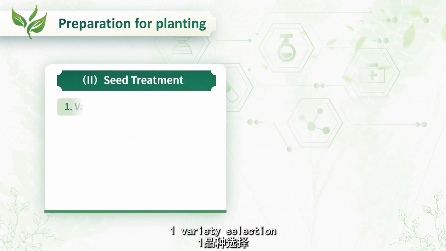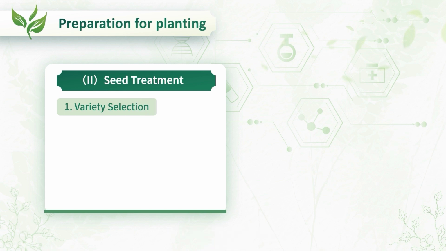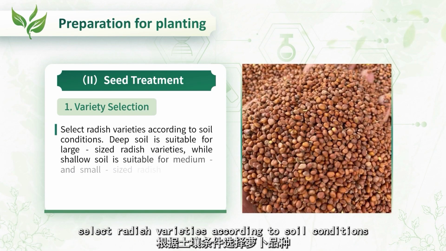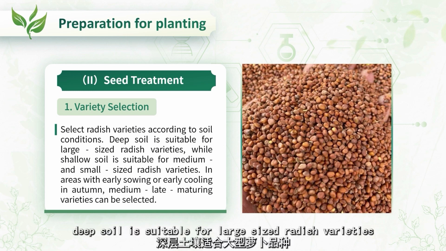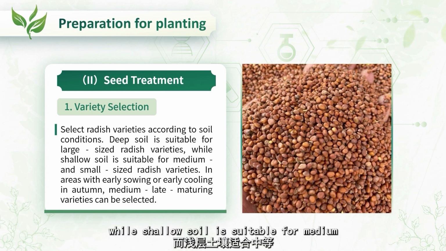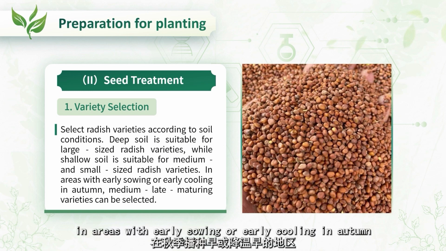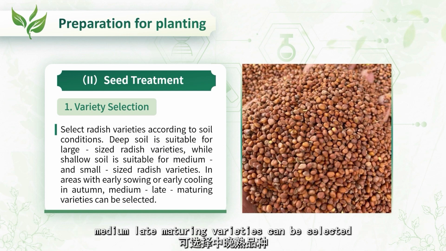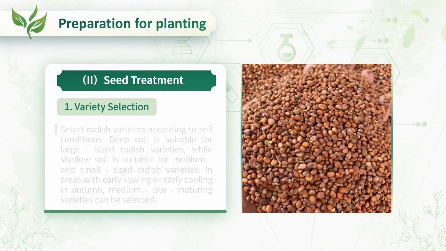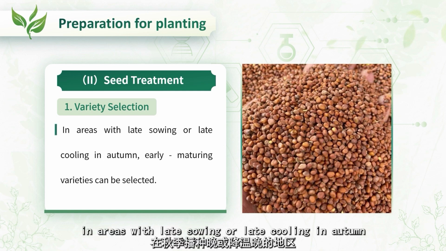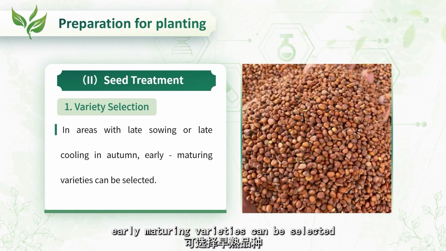Seed treatment. 1. Variety selection. Select radish varieties according to soil conditions. Deep soil is suitable for large-sized radish varieties, while shallow soil is suitable for medium and small-sized radish varieties. In areas with early sowing or early cooling in autumn, medium, late maturing varieties can be selected. In areas with late sowing or late cooling in autumn, early maturing varieties can be selected.